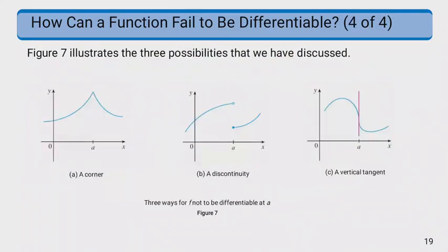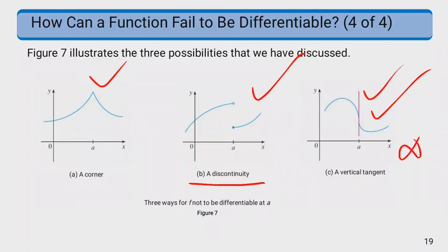Other cases are here. We've already talked about a corner or a kink, and where you have a jump discontinuity. We know that once the function is not continuous, we can conclude that it's not differentiable. Even a case where we have a steep tangent line with a very big slope, so the slope of this graph approaches infinity.